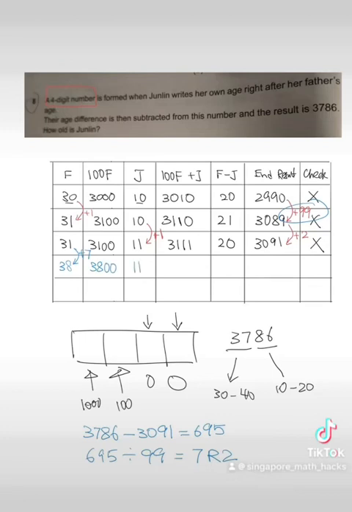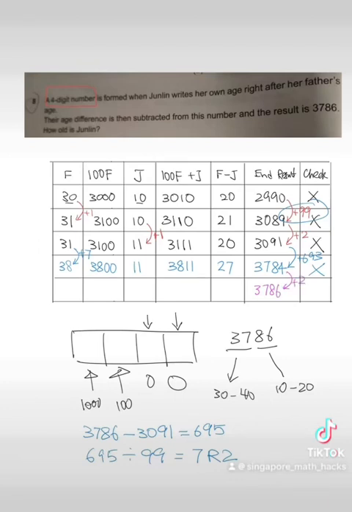Jinlin stays as 11 years old. The combination of these two is 3811. Then what is the father minus Jinlin? This will be 27 now, and the end result, 3811 minus 27, is 3784. So the increase of the father's age by 7 years old causes the result to increase by 693. The answer is still wrong, but now we know that we are only 2 away from 3786.